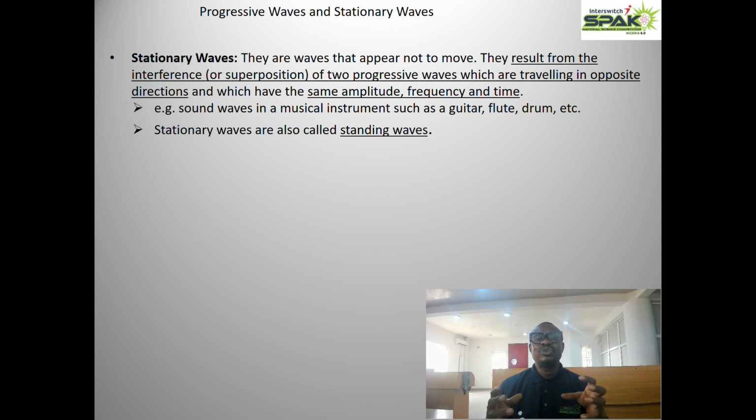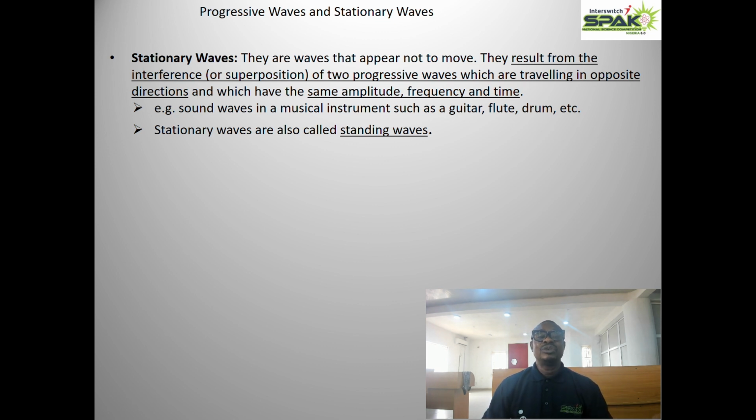But in this case, these two waves are moving in opposite directions. As they move in opposite directions, they interfere with themselves. They overlap; there is a superposition of these two waves as they move in opposite directions. When they overlap, what happens? They create some important and interesting points. What are these interesting points? They create the node and the antinode.